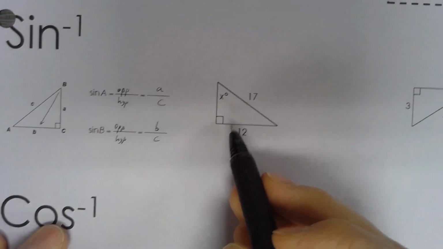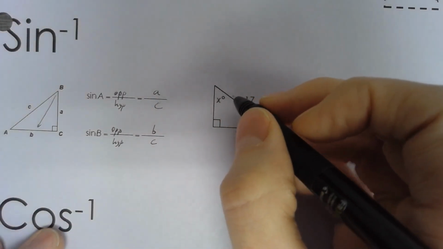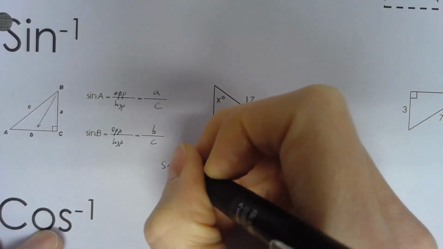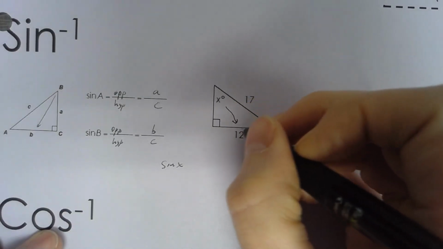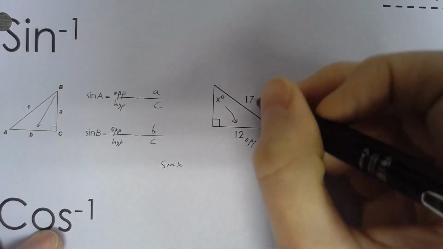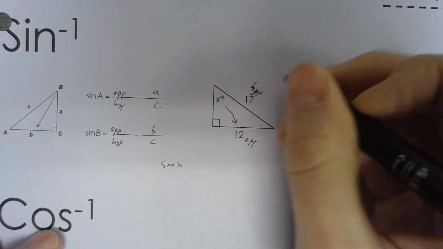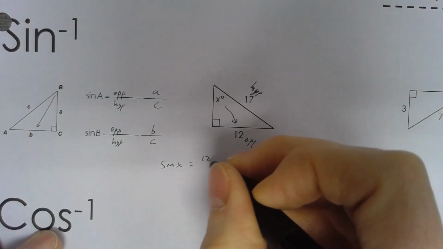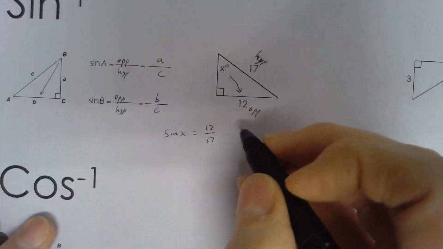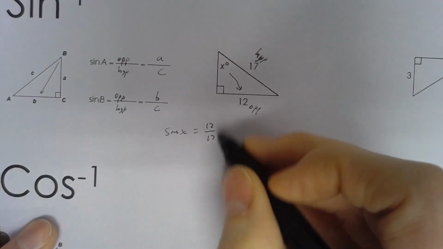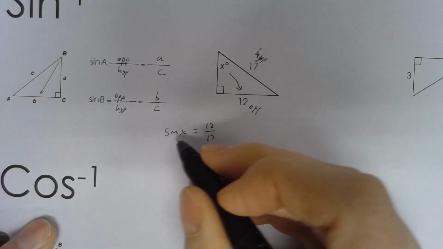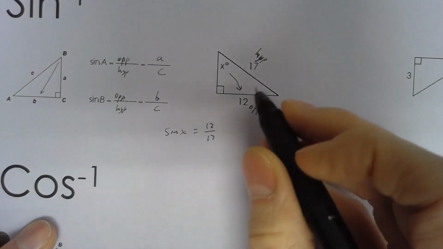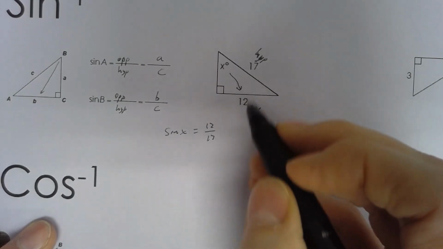So when I want to find a missing angle, I'm still going to write the trig ratio the same way. The sine of x is, I'm going to refer to this 12 as the opposite. This is the opposite side, and this is the hypotenuse. So sine of x equals 12 over 17. But instead of solving for a missing side length, this time I know both side lengths. So the sine of x is equal to 12 over 17. And there's only one angle in a right triangle that has that specific sine ratio.